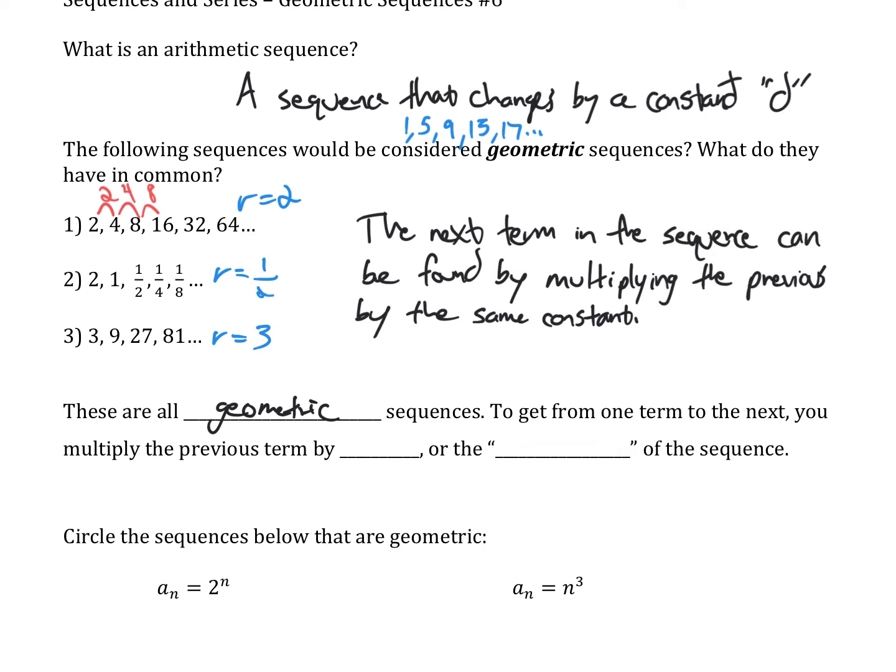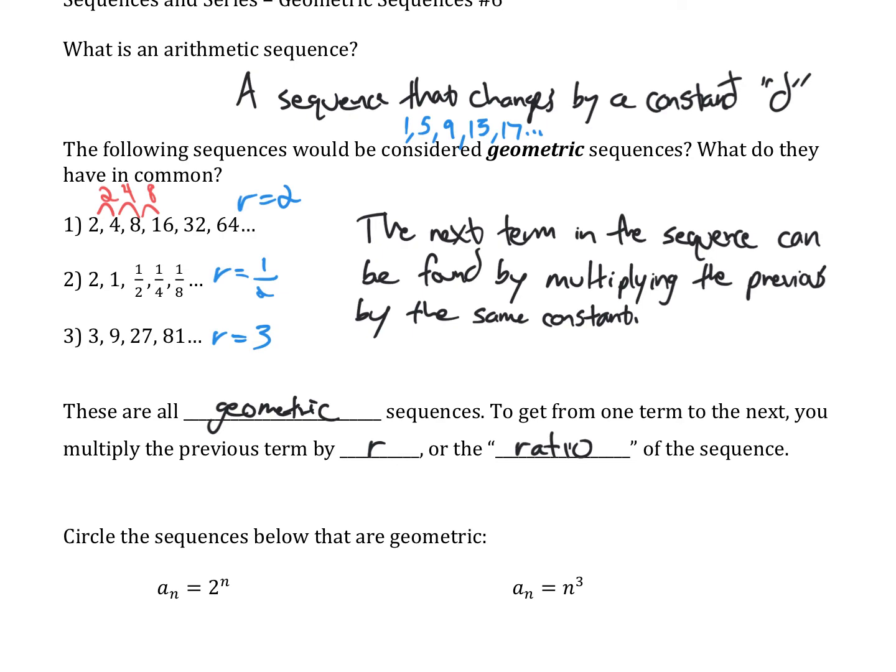So again, to repeat from above, an arithmetic sequence is a sequence that changes by a constant amount d each time. These are geometric, the difference being that to get from one term to the next in a geometric sequence, we need to multiply our previous term by r, which is what we did before. It's also called the ratio of the sequence, so r stands for ratio.